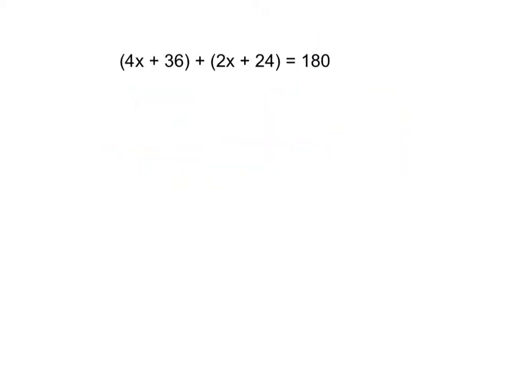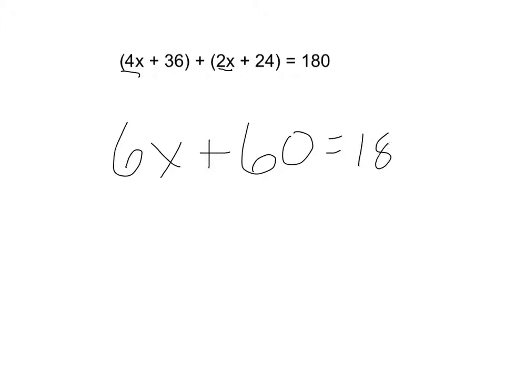Alright, so here we are on our next slide, and we're looking at 4x plus 36 plus 2x plus 24. All we want to think about is just combining our like terms. In this case, it's 4x and 2x, which gives us 6x, and 36 plus 24, 30 plus 20 is 50, 6 plus 4 is 10, so that's 6x plus 60 equals 180.